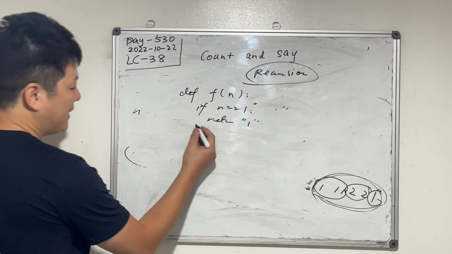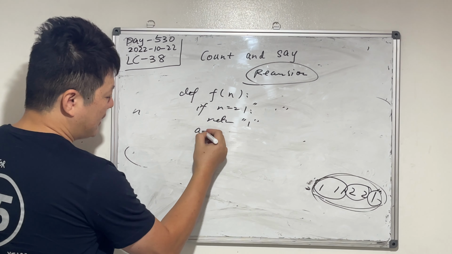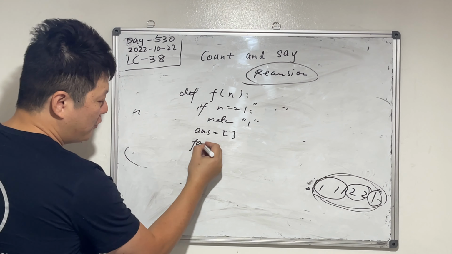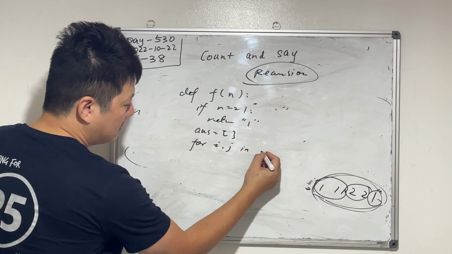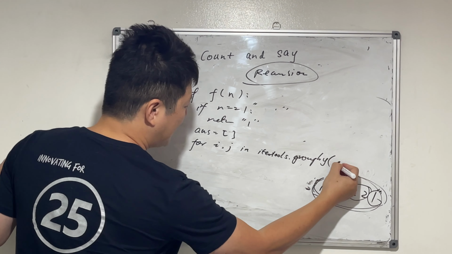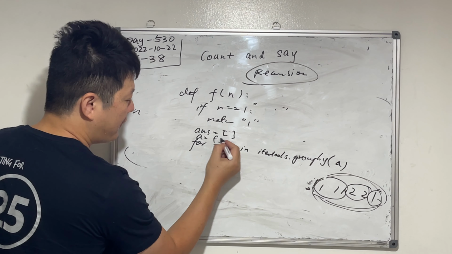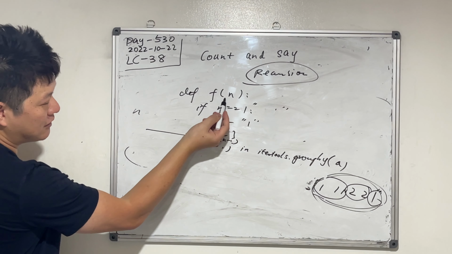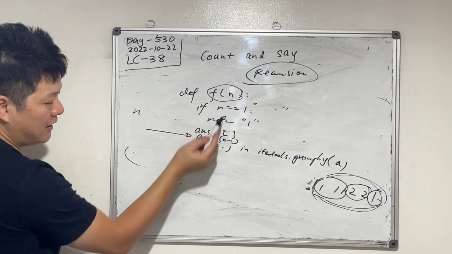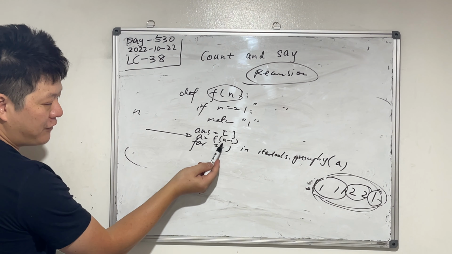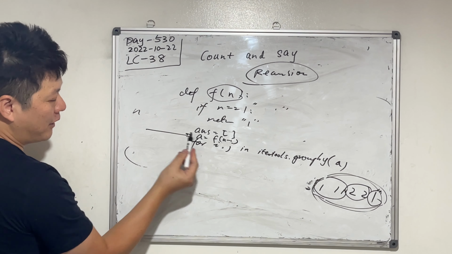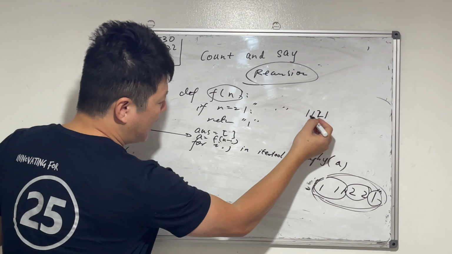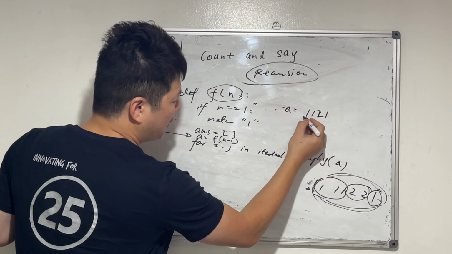Otherwise, we put the answer into a list. For i, j in itertools groupby of the previous answer a, where a equals f(n-1). This is recursion, calling the previous number, because if we want to solve f(n), the previous answer is f(n-1). So we need to group by the previous result, for example a equals 1, 1, 1, 2, 2, 1. So we group by this.